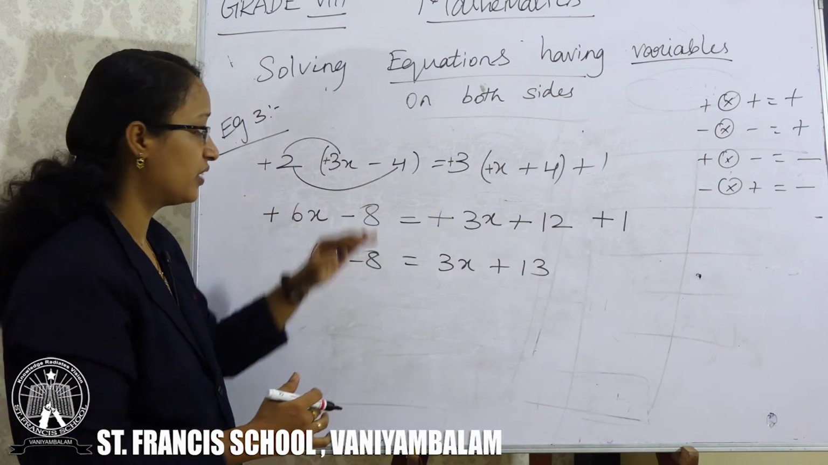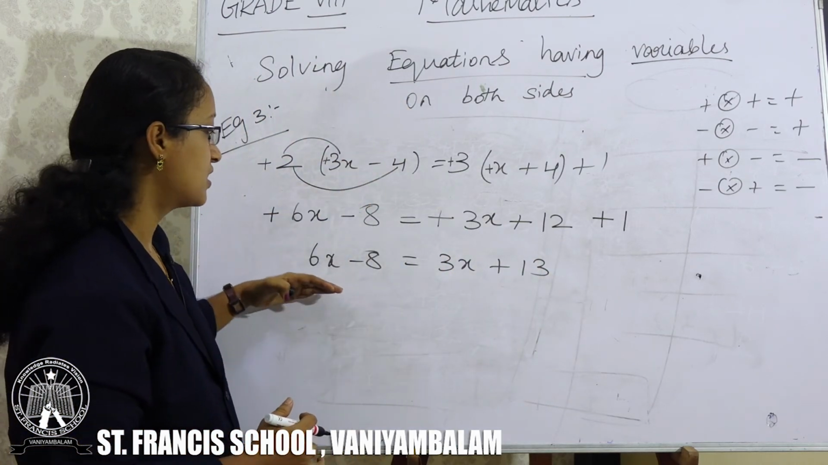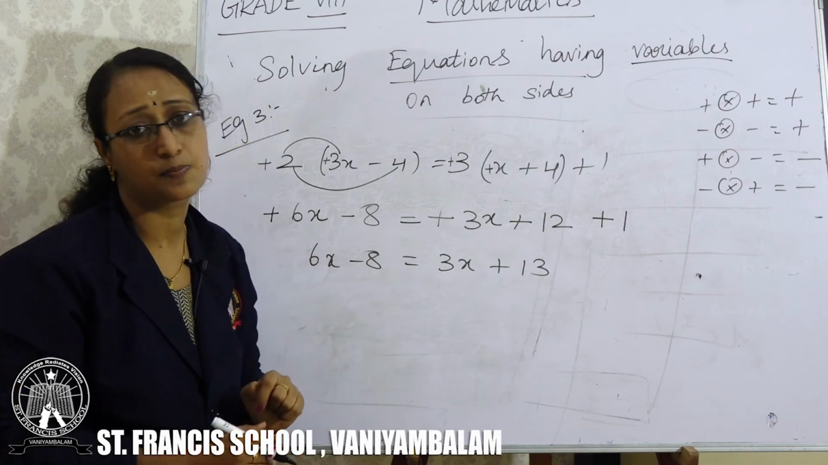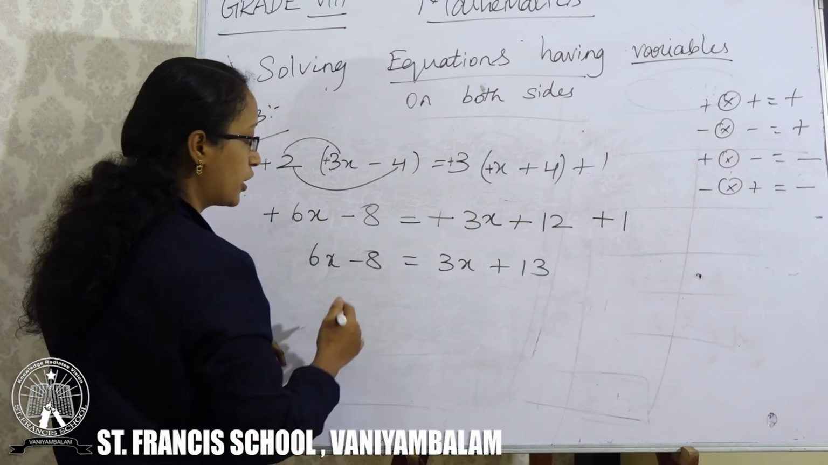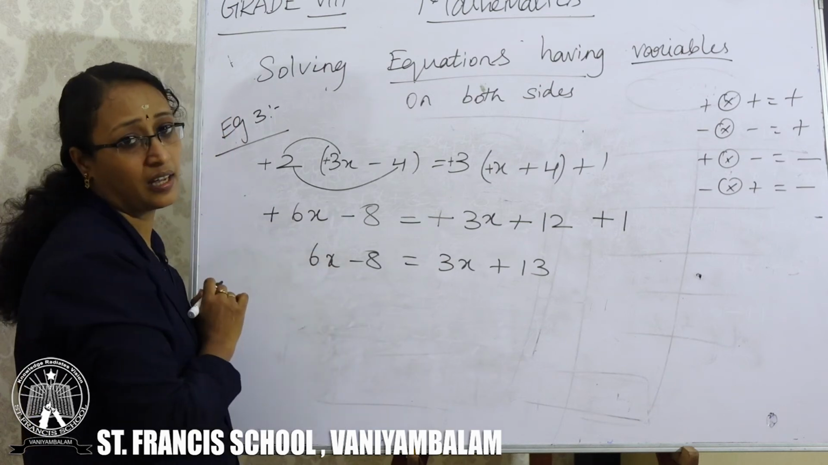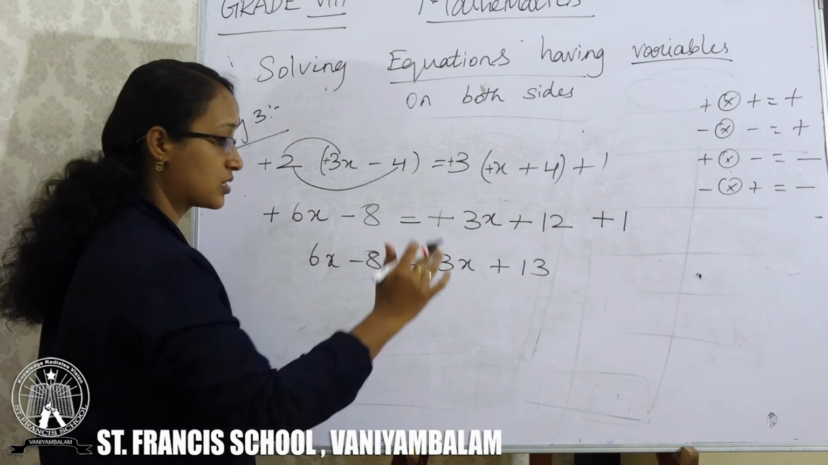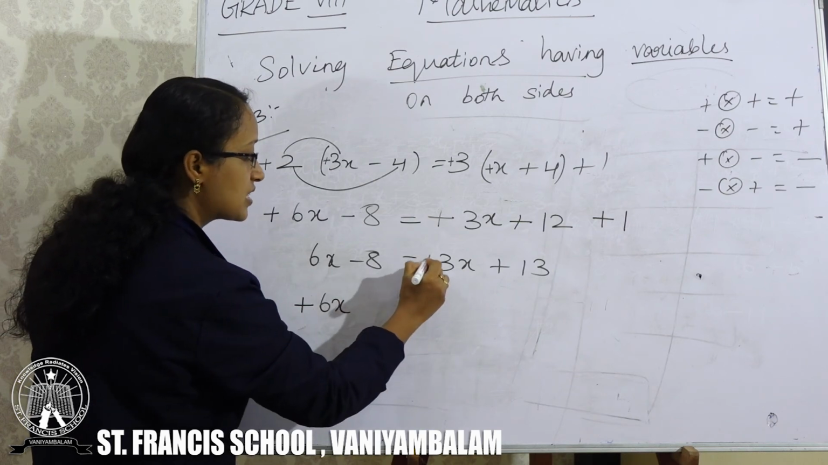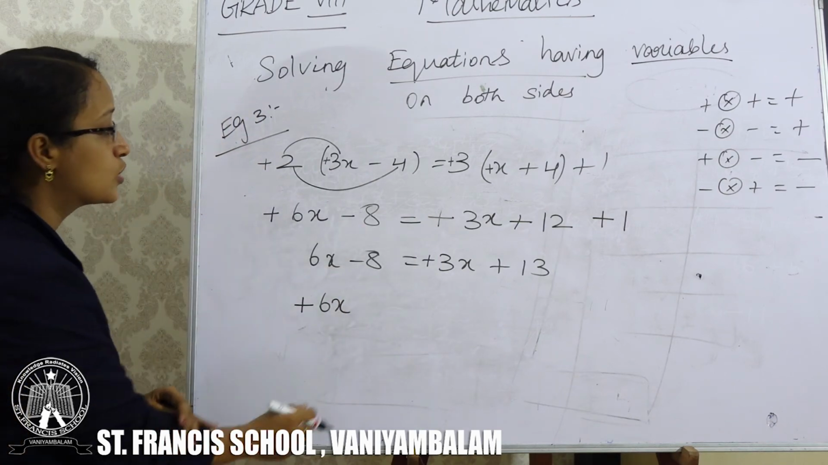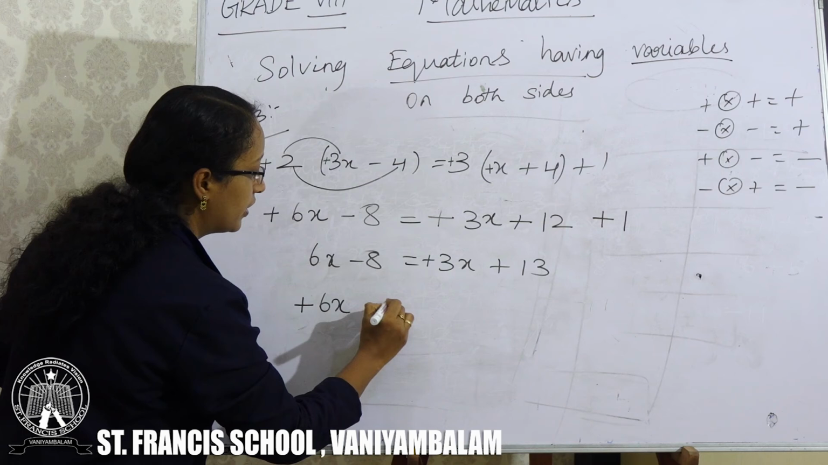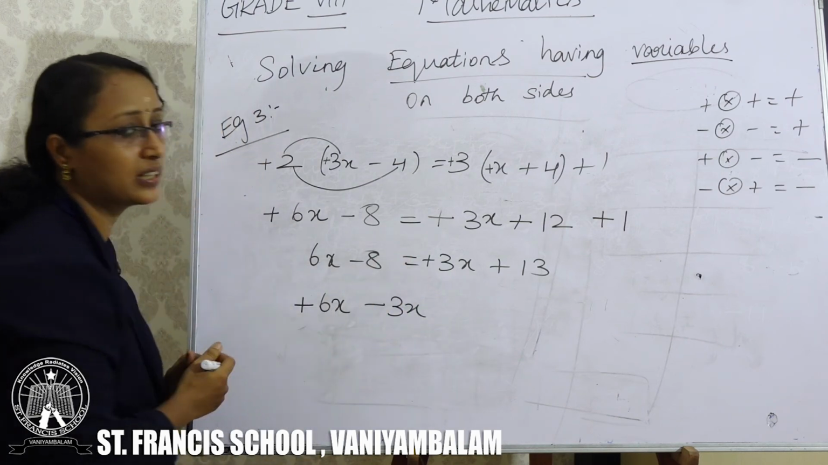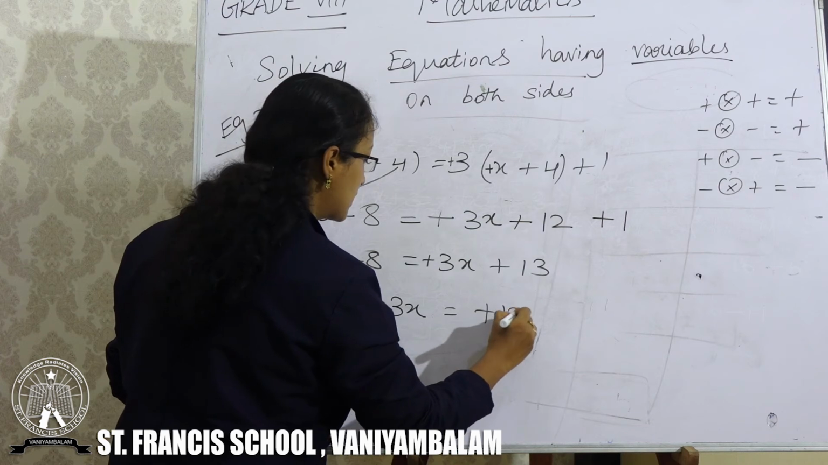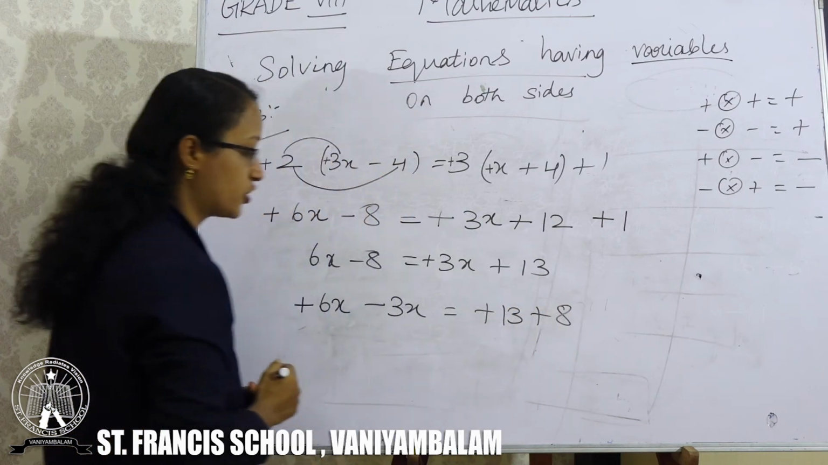You got the equation. We solved the brackets and reached 6x minus 8 is equal to 3x plus 13. Now, next what will you do? You can take this x term to the left-hand side and the constant to the other side. So 6x, plus 3x. What is the symbol for 3x? Plus. When you take it to the other side, left-hand side, you will get minus 3x, is equal to plus 13 plus 8.